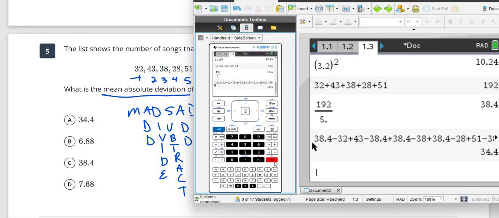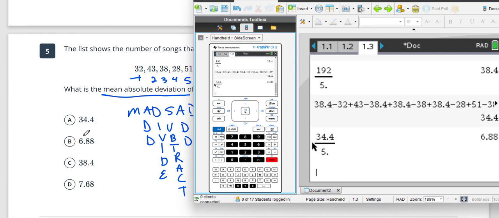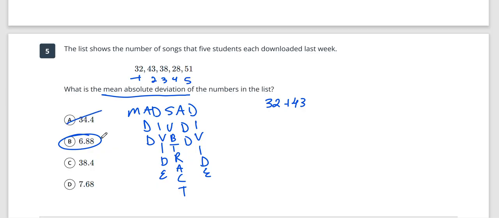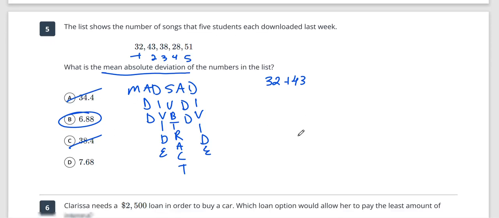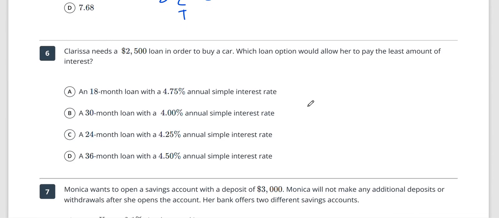Yeah, that'll work. 34. And again, divide that by 5, because it's 5 numbers. 6.88 is my answer. Boom. These big ones, are they that far apart? Never. They're super close. So yeah, 6.88. Not too bad. Just make sure you take your time and do it right slowly.